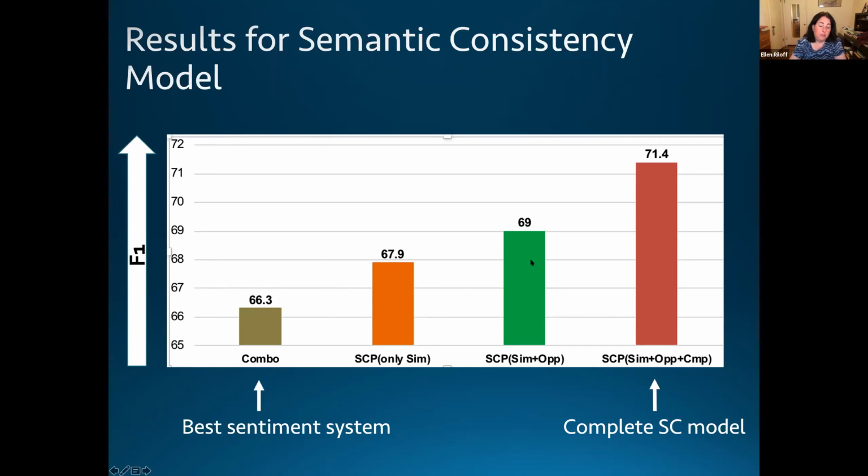When you add the opposition relations in, you get up to about 69. And when you add those component relations as well, you get up to a little more than 71. Okay, so overall, this model improved performance over existing resources from 66 to about 71. But that's not really the whole story.